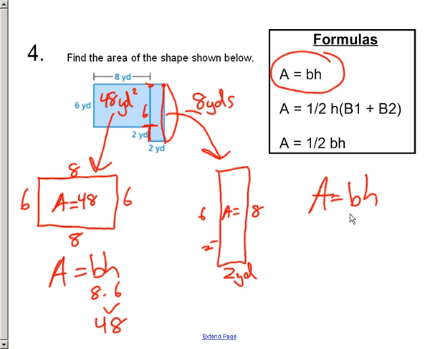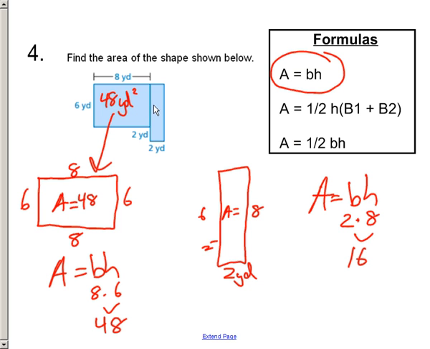Let's substitute and solve. The base was 2 times the height is 8, and we get 16. So I'm going to erase some of this extra stuff that's in my way for a moment. So I'm going to put the area inside here is 16 yards squared. Now, if I'm adding two pieces together, I want the area of all of it, then all I need to do is add those. So 48 plus 16, and I come up with a total of 64. Don't forget to label that yards squared or square yards.